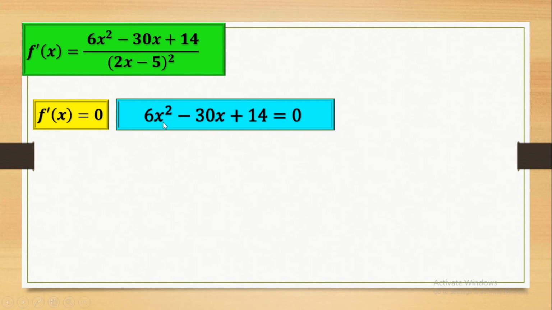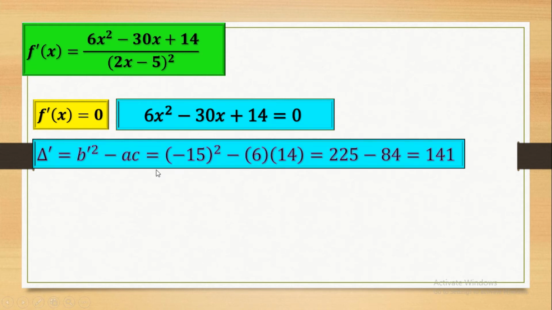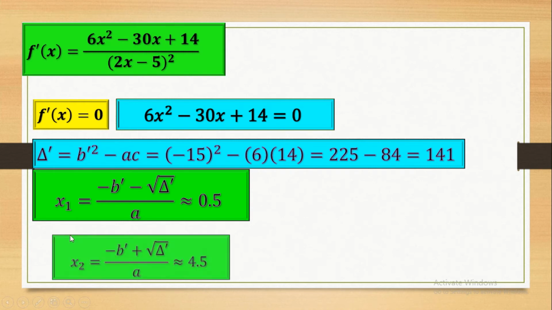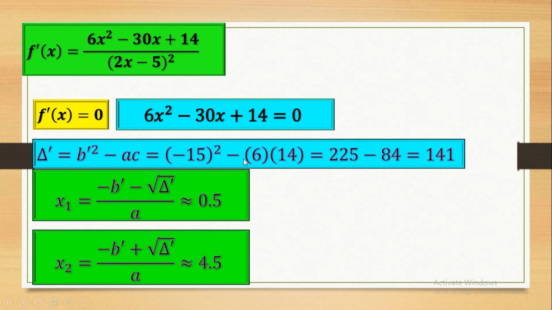Well, now 6x squared minus 30x plus 14 equals 0. Here it's a quadratic equation. We need to find the discriminant and the roots. So delta prime, since b is even, we can divide it by 2. Delta prime is b prime squared minus ac. We solve it, we get 141. Now we just need to find x1 and x2. x1 is minus b prime minus radical delta prime over a, and x2 is minus b prime plus radical delta prime over a. We just solve them.